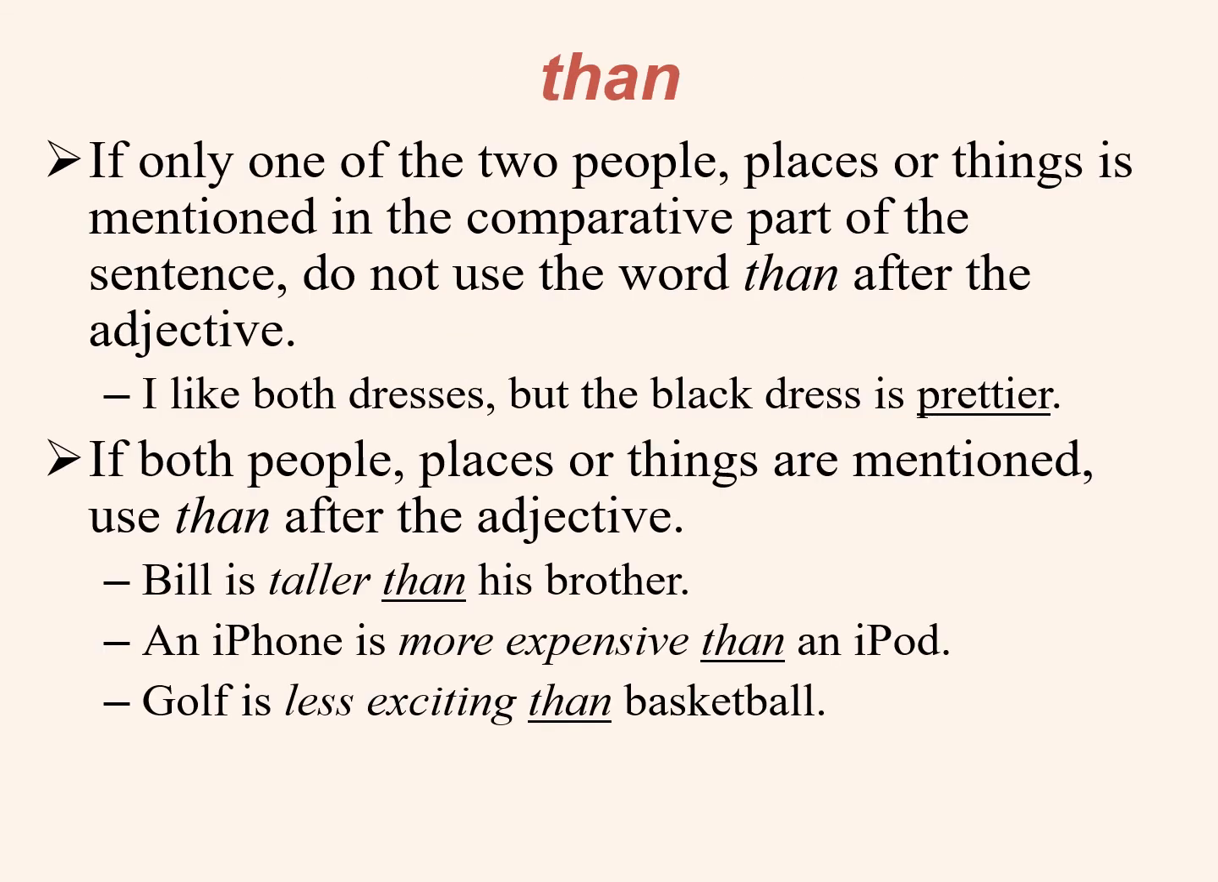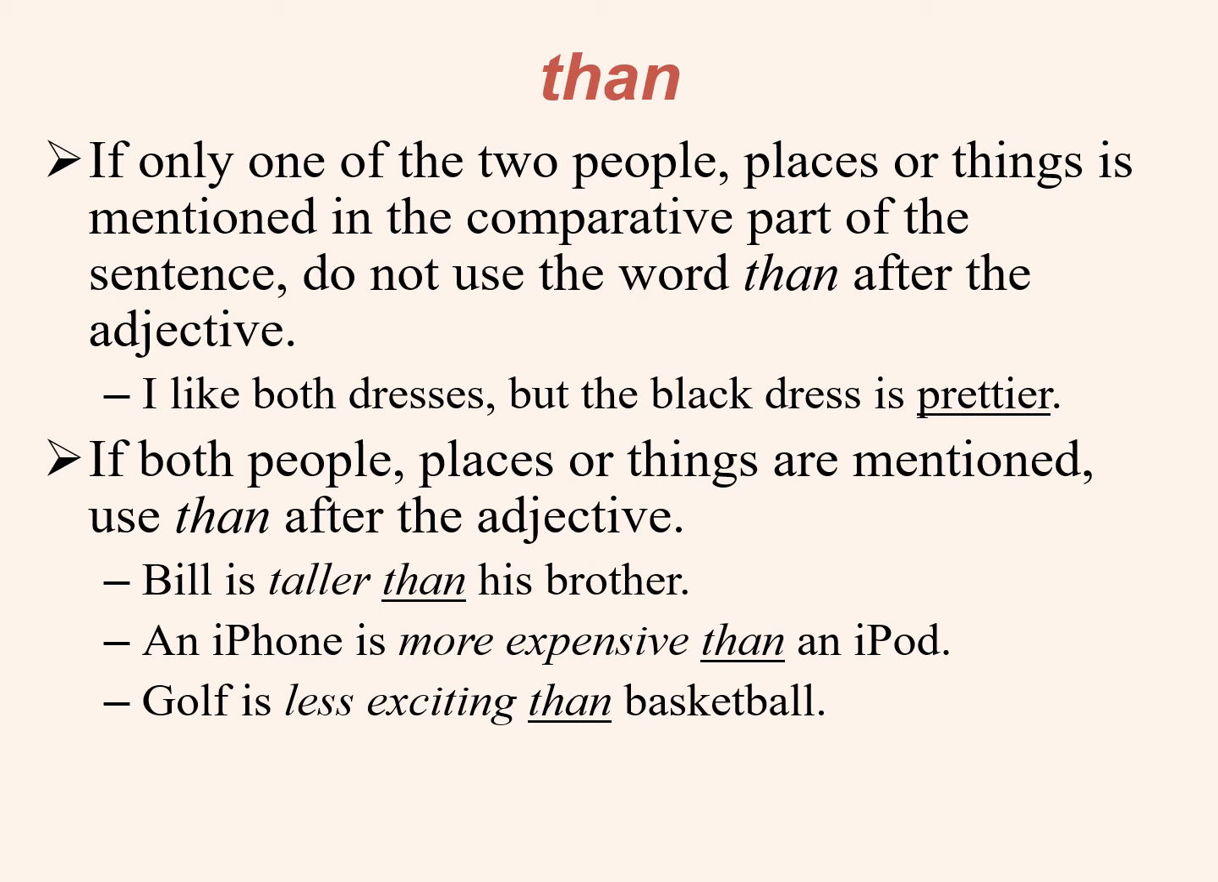In addition to the words more or less or the suffix -er, it is sometimes necessary to use the word than after comparative adjectives. If only one of the two people, two places, or two things is mentioned in the comparative part of the sentence, do not use the word than after the adjective. For example, I like both dresses, but the black dress is prettier. In the second part, only the black dress is mentioned, so we only use the comparative prettier.